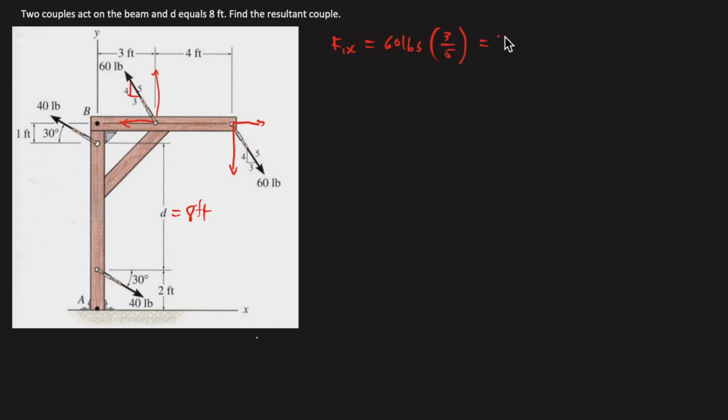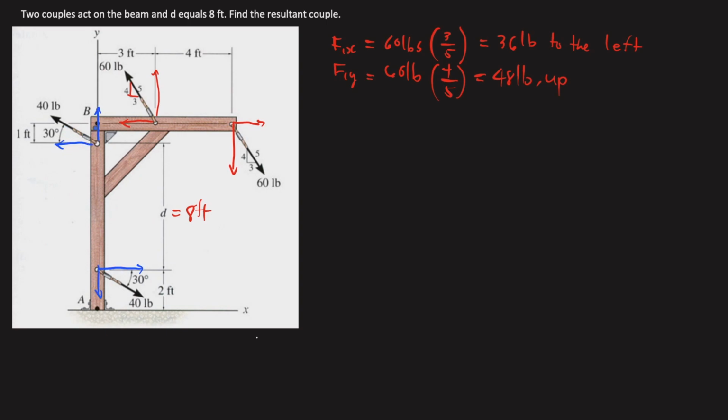So this gives us 36 pounds, which is to the left. And now for the F1y, that's 60 pounds multiplied with the ratio of the vertical component with the hypotenuse, which is 5. So that's 4 over 5, which is equal to 48 pounds, going up. Similarly, we will also get the components of these other forces.